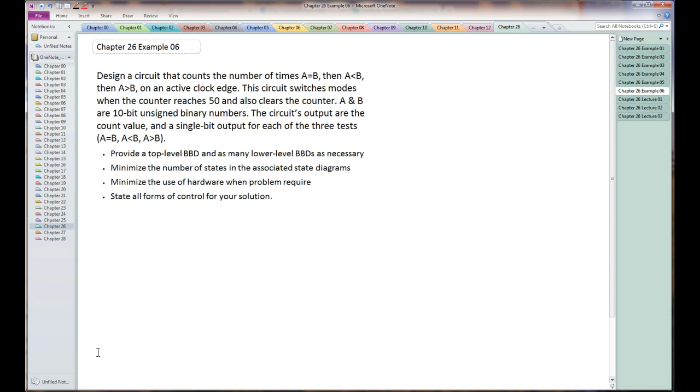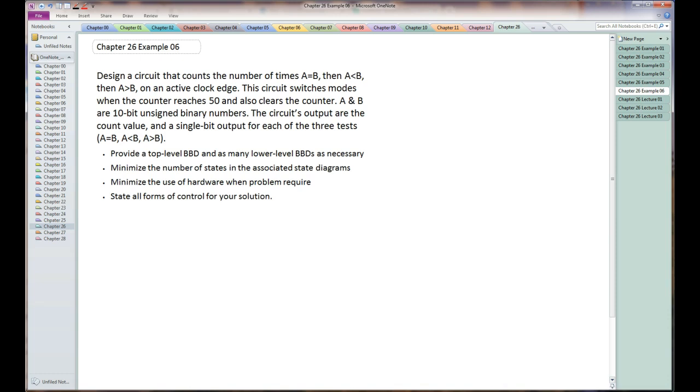So it counts how many times a equals b. When it sees 50 of those, it switches to a less than b, sees 50, then switches to a greater than b. The inputs here are 10-bit, unsigned. See if there's anything interesting in this.